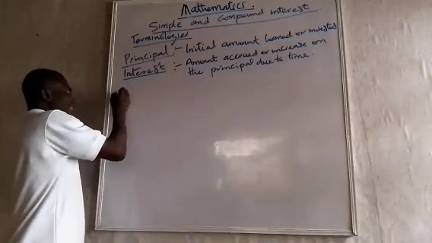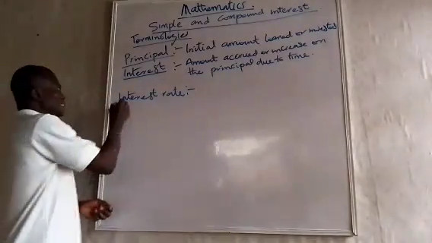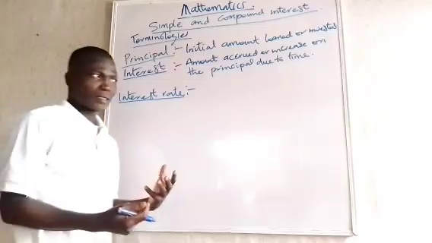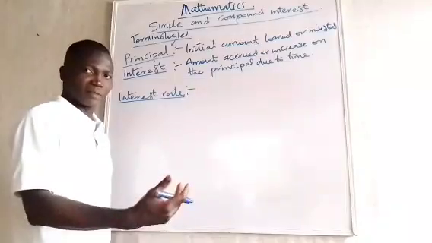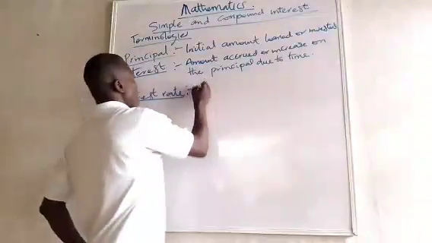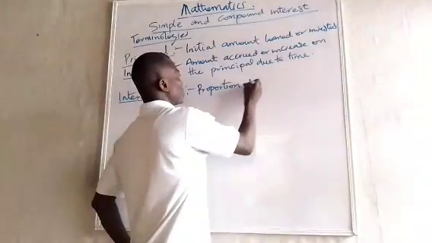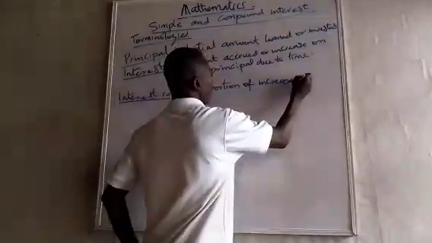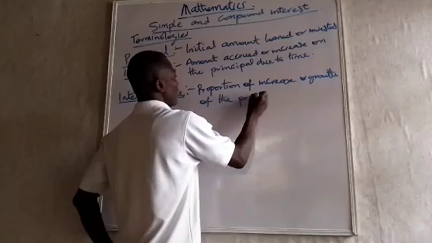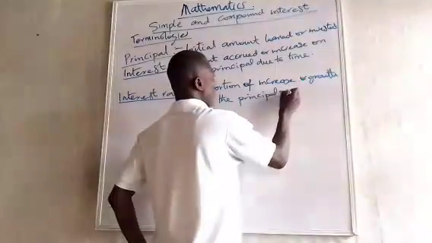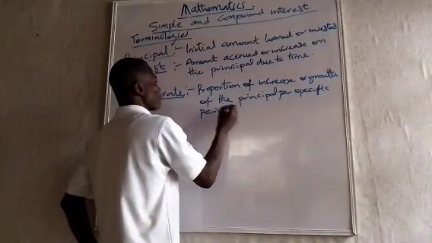The next thing you should look at is interest rates. You can see they are different now. The interest rate is always expressed in percentage. That is the proportion by which the principal will increase per certain time. Proportion of increase or growth of the principal per specific period or duration.